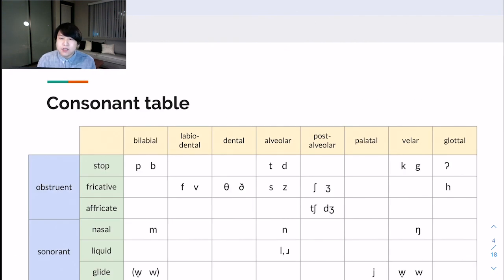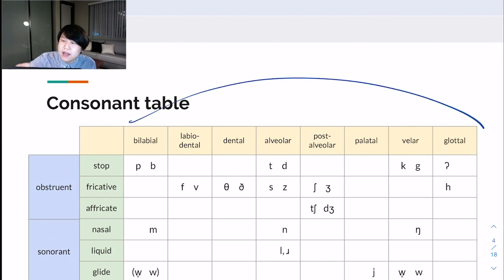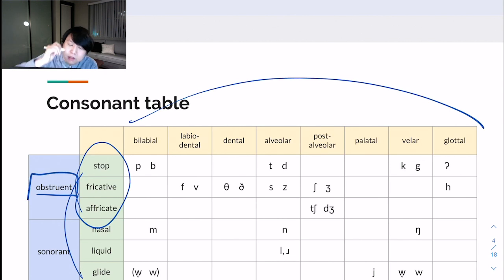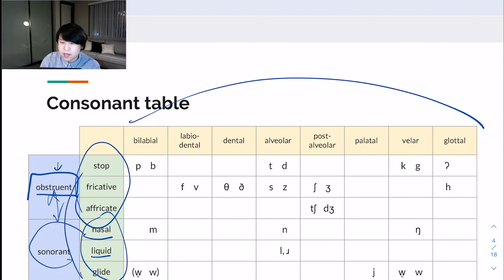Okay, we'll move on to the consonant table. We learned 25 consonants. There are 8 different places of articulation and 6 different manners of articulation we learned in the English language. There are more in other languages, but only these we learned in the lecture. Stop, fricative, and affricate make a cluster called obstruent. Nasal, liquid, glide fall into a group called sonorant. These are 2 opposite concepts.